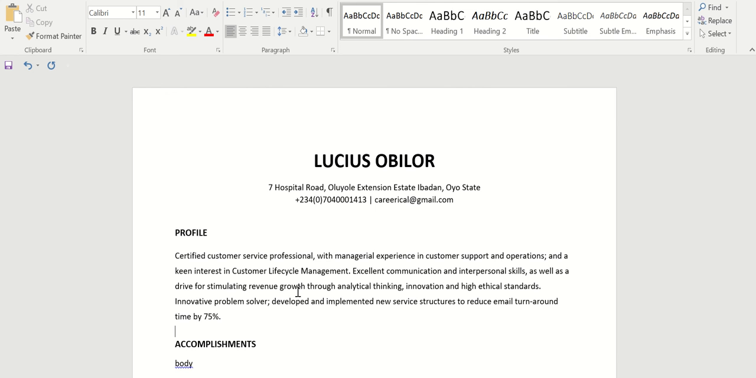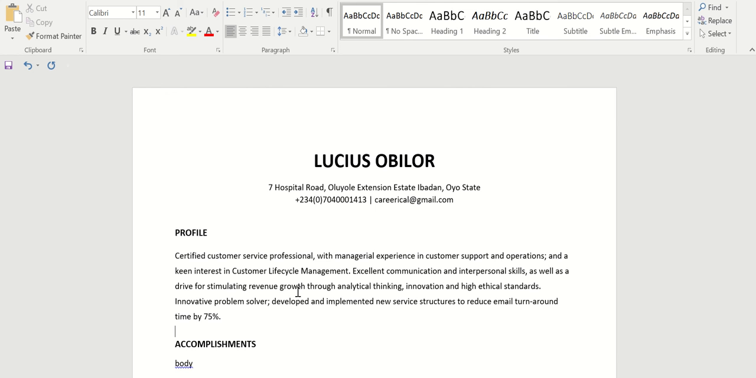Okay, so the one I've written for this CV, as you can see on the screen, there are some salient points I want to draw out of this profile statement. It's a very short profile statement, just about 3 sentences, but the way it's designed is to completely bring out the highlights of this particular document.